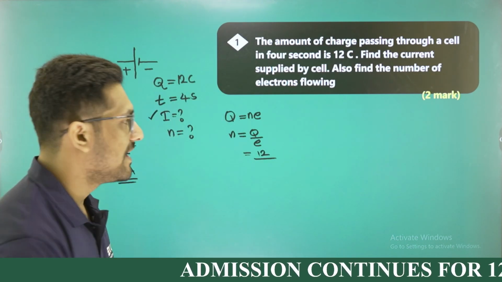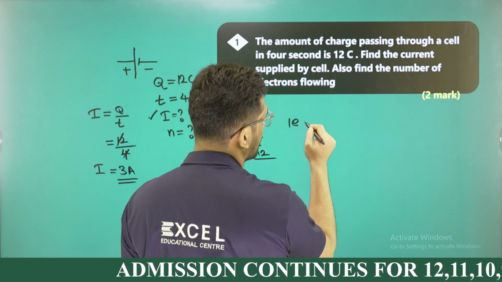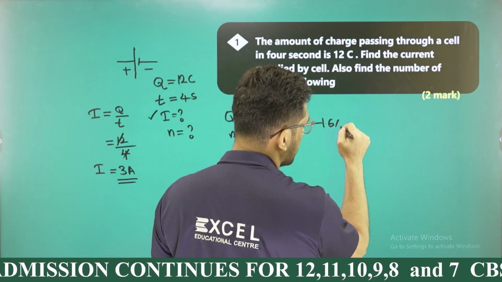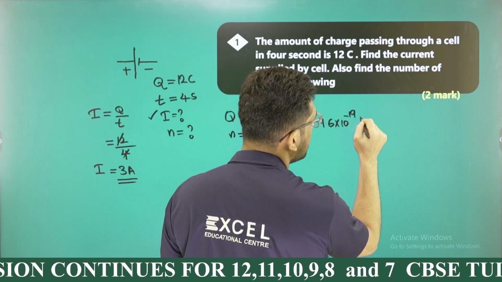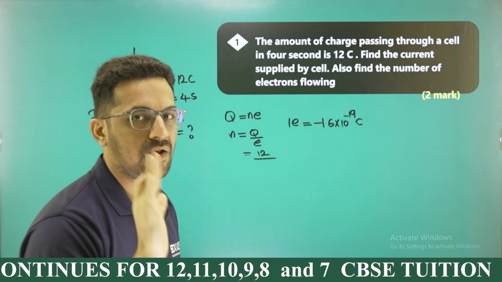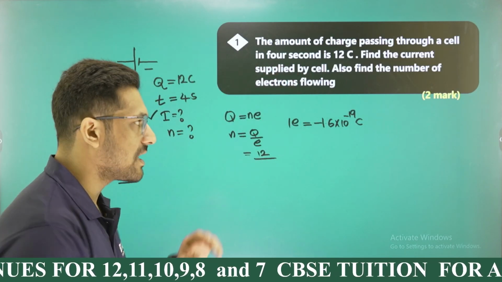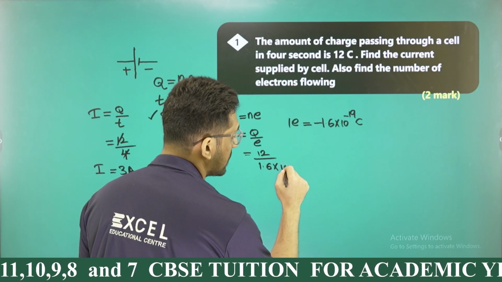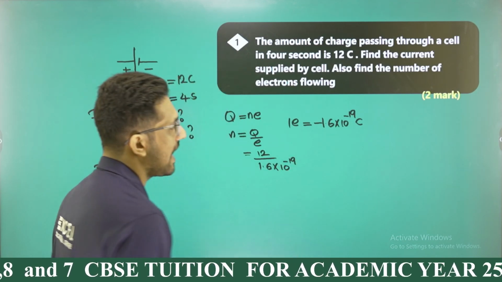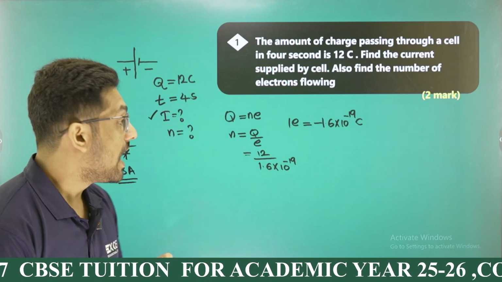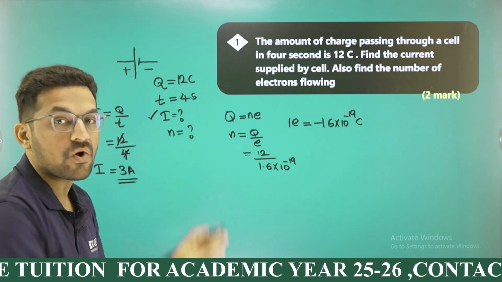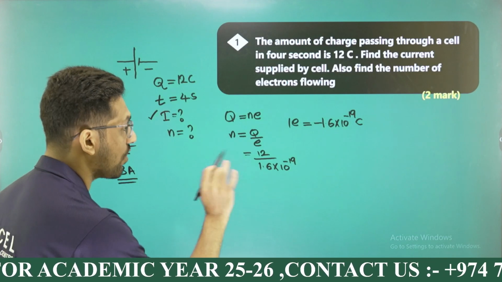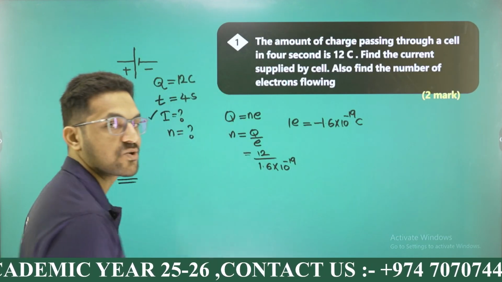What is E? E is the charge of electron. That is minus 1.6 into 10 raised to minus 19 coulomb. It's a small value. But I will not be giving that negative sign in this equation. Can you tell me why? We are going to find the number of electrons, right? Number cannot be negative. So you don't have to write this negative sign in this equation.